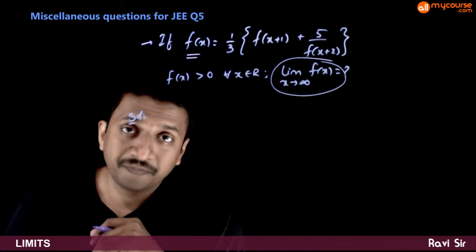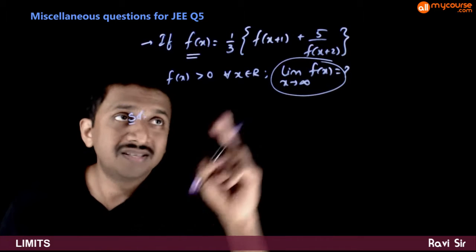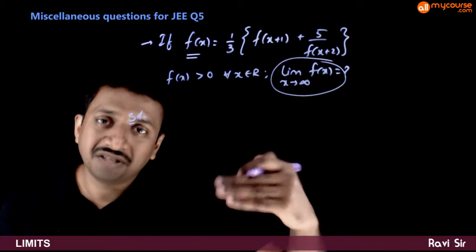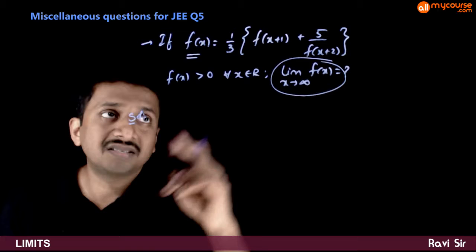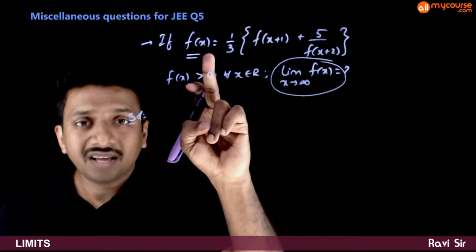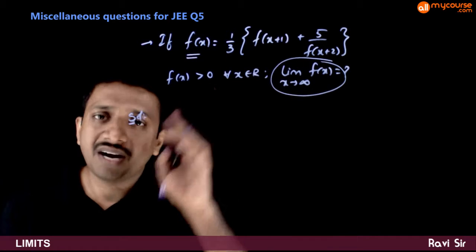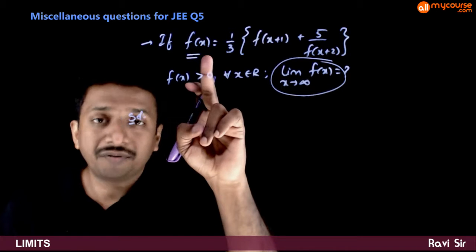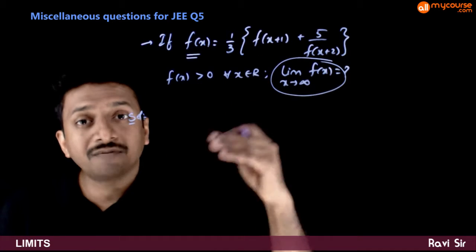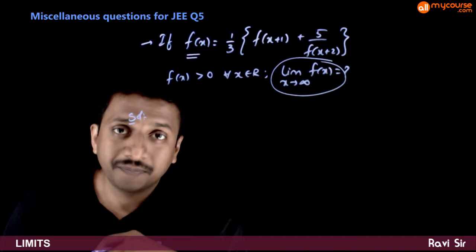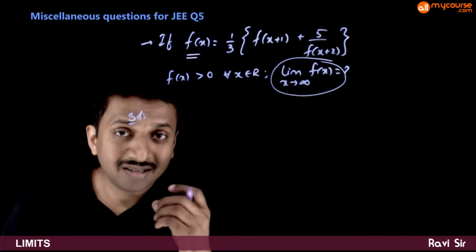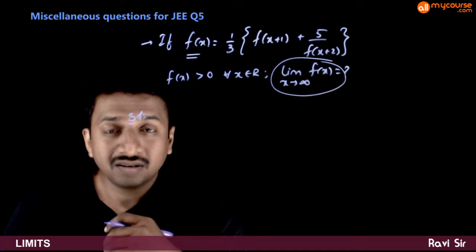It's not very easy. So this is a successive definition, a recursive definition. If you have f(x) and f(x+1), you can find f(x+2). If you have f(x+1) and f(x+2), you can find f(x+3). So this is a very typical question.